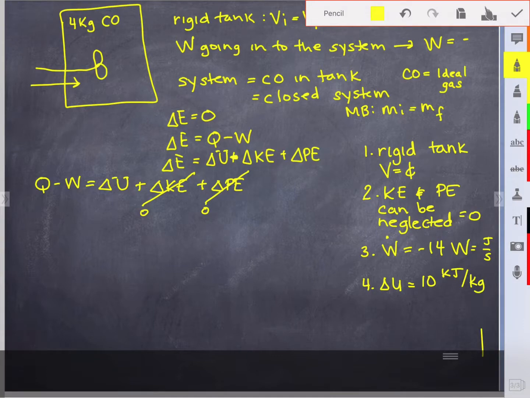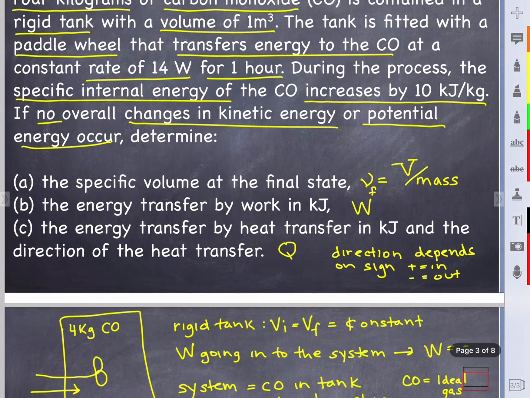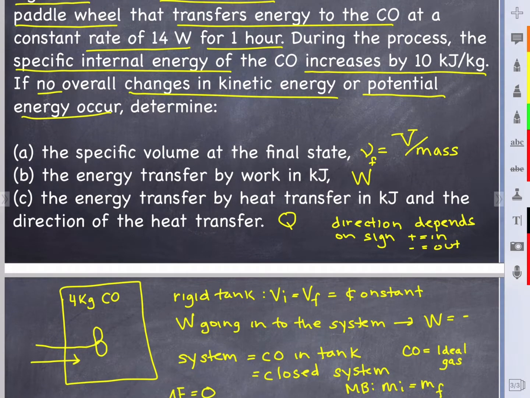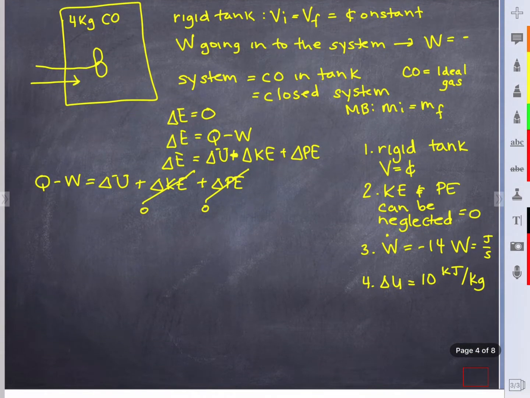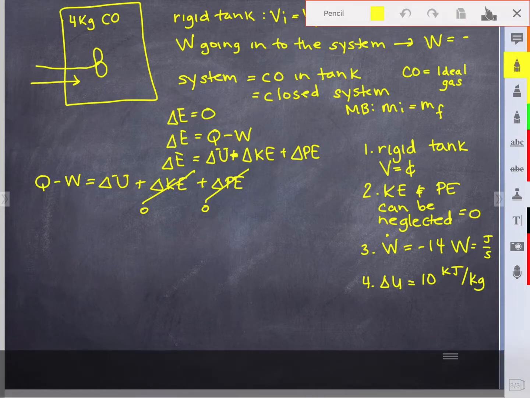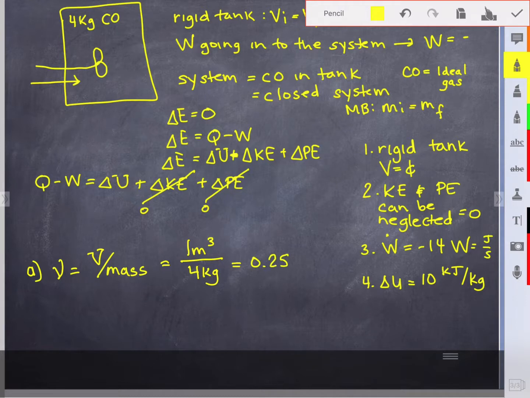So now let's look at the things that we are asked to find. We're asked to find the specific volume at the final state. Specific volume is the total volume divided by the mass. Well, we know that the tank is rigid. We know that the system is closed. So if we're asked to find the specific volume, total volume divided by mass, we know that the total volume is 1 cubic meter and the mass is 4 kilograms. So the specific volume is 0.25 meters cubed per kilogram.